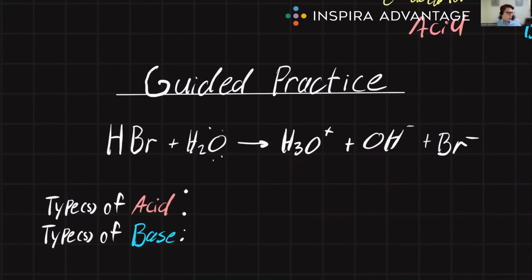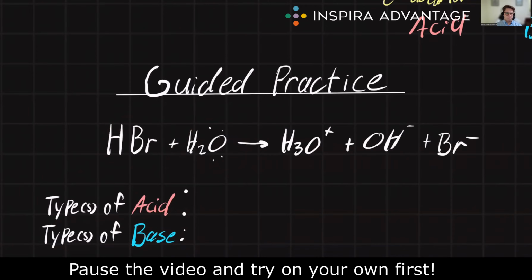So what I want you to do is take a look at this first guided practice problem and figure out which one of these is going to be the acid, which one's going to be the base, and then what type of acid or type of base it could be. And keep in mind, it could be only one type of acid, it could be two types of acid, or it could even be all three types of acid. So this is a great time to pause your video and try and think about it.